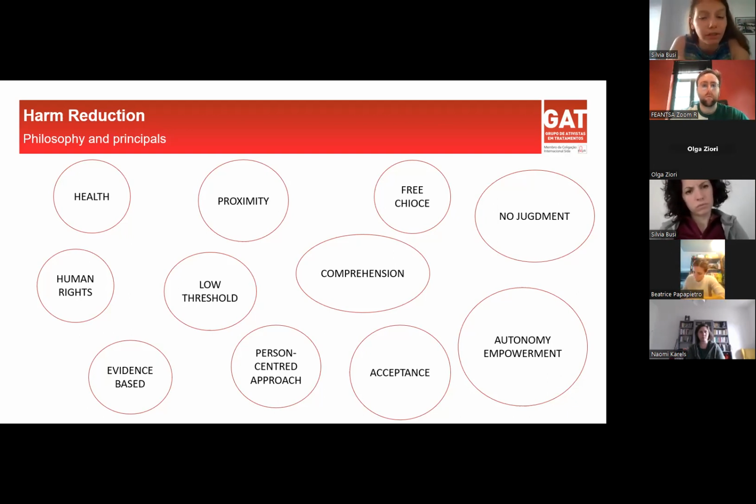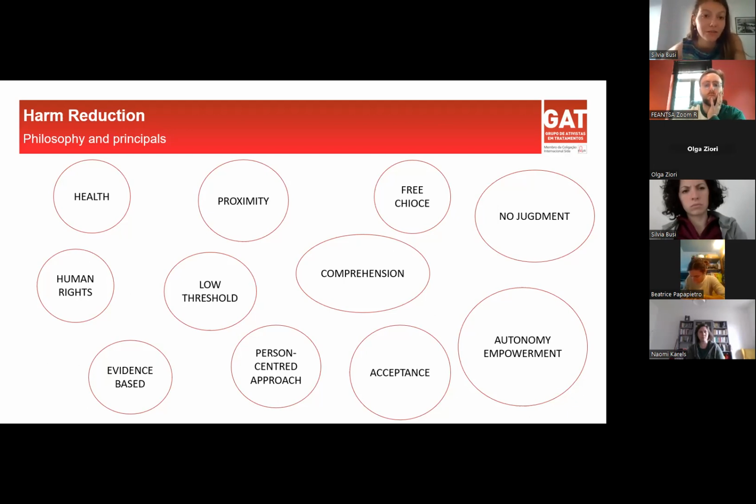This is also really important because, as a lot of you said, it's a person-centered approach. If we don't comprehend the person, if we don't accept the person, we're not going to be able to do anything, because we have to work on what the person wants, what their goal is. I'm not saying that abstinence from drugs is not the goal. It can be, but it's the choice of the person to stop using. It can never be our choice. And we have to find methods that work for that person, for the needs of the person.